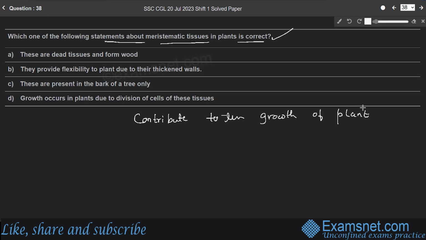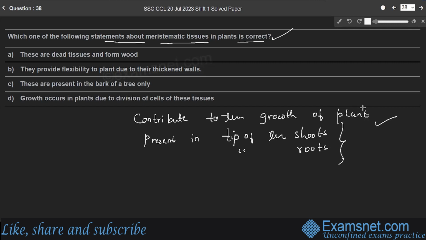This is because they are present in the actively growing regions of the plants. For example, meristematic tissues are present in the tip of the shoots or the tip of the roots. Therefore, these tissues contribute to the growth of the plant.